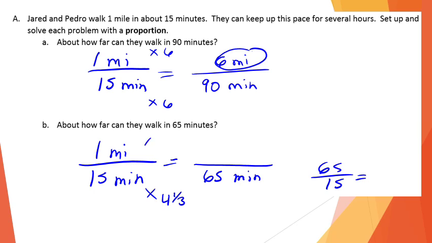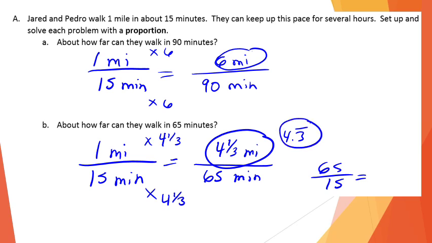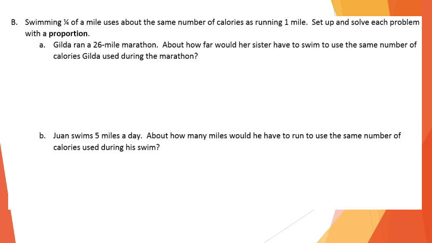And when I multiply 1 times 4 1/3, I get 4 1/3 of a mile. It's also okay if you wrote that as a decimal, 4.3. You could even put that little line over the 3 to show that it's a repeating decimal that goes on forever. For problem B, swimming 1/4 of a mile uses the same number of calories as running 1 mile.